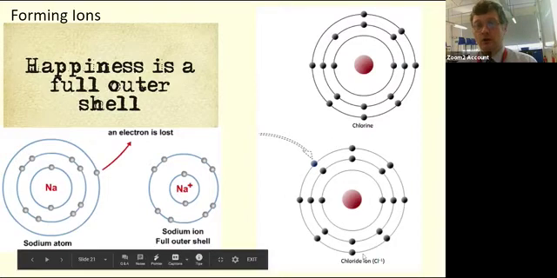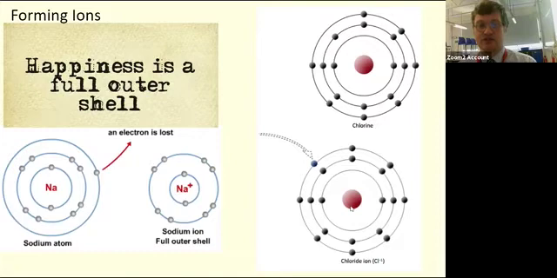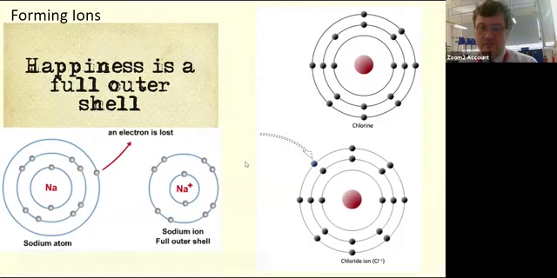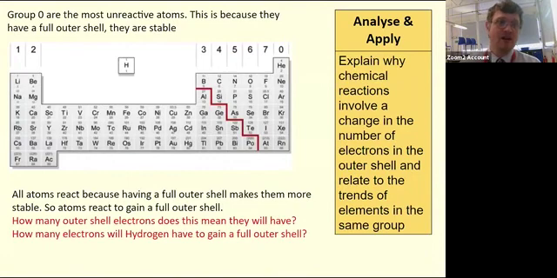For chlorine here, chlorine's got 17 protons and 17 electrons. Here, it's gained an 18th negative, so we've got 17 positive protons in the nucleus and 18 negative electrons around it. We've got 1 more negative than positive, so it has a -1 charge, Cl-. So this is forming ions. We're going to use this to explain a number of patterns of behavior in the periodic table.